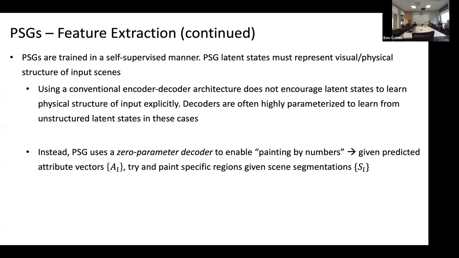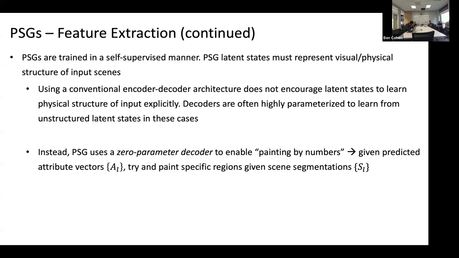Okay, so that portion is trained in a self-supervised manner. And they have this whole talk in the paper about why they can't just use a traditional encoder-decoder architecture, because those latent states that you learn in that traditional architecture don't learn the physical structure of your scene explicitly. And even in the cases where they do try to learn the physical structure, the decoders are very highly parameterized to learn from the unstructured data that you're passing in at the beginning. So even though the encoder is not highly parameterized, the decoder must be, to learn from the unstructured data that you're passing in.